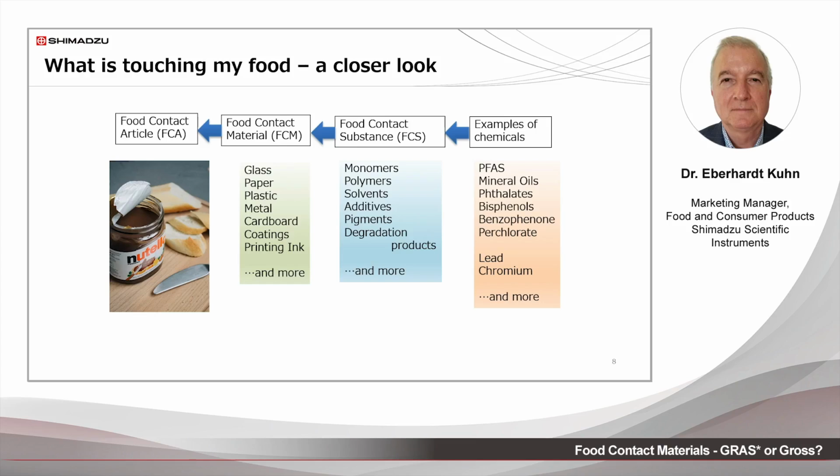The food contact materials in turn are made up of food contact substances, such as monomers, polymers, solvents, additives, and so forth. And specific examples of those would be the PFAS, mineral oil, phthalates, bisphenols, and so forth, but also the metals such as lead, chromium.